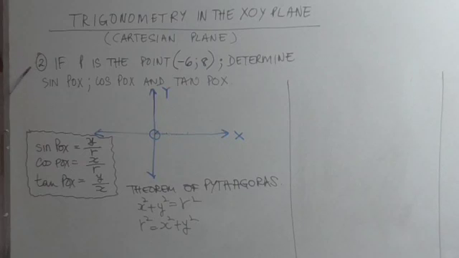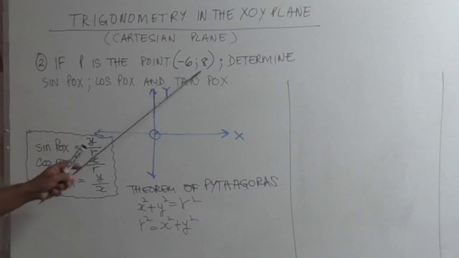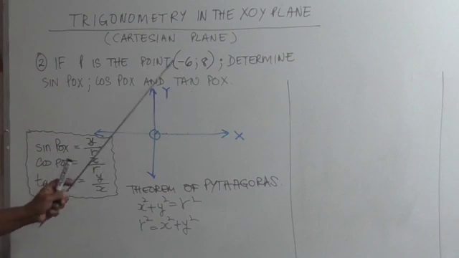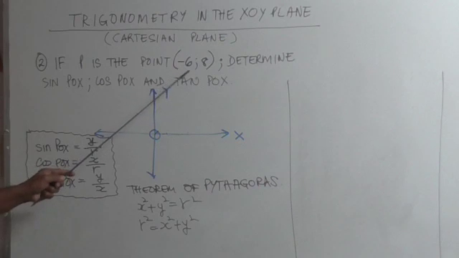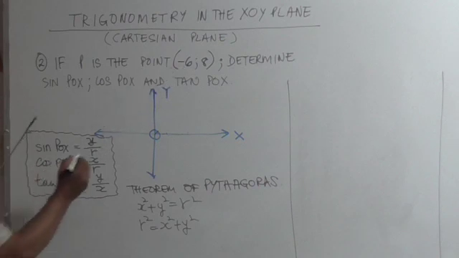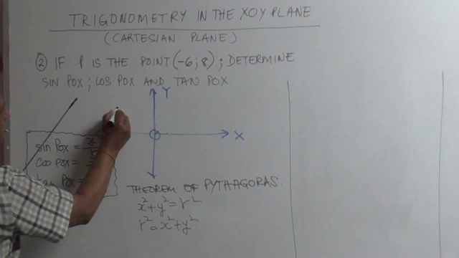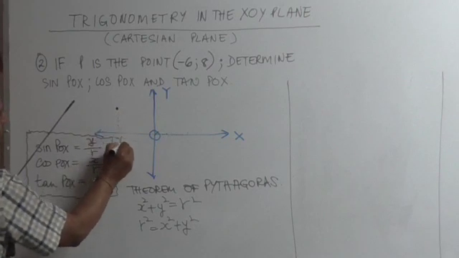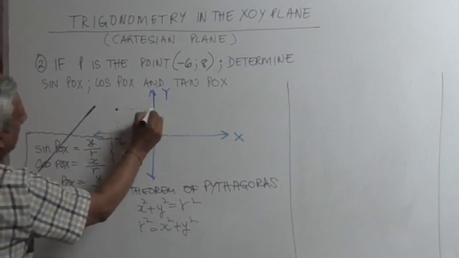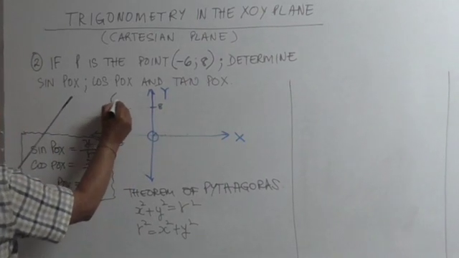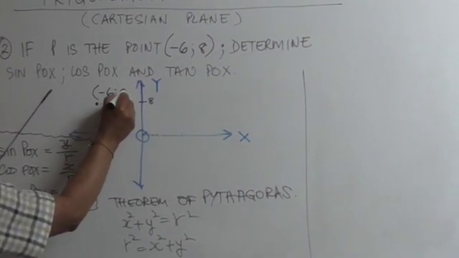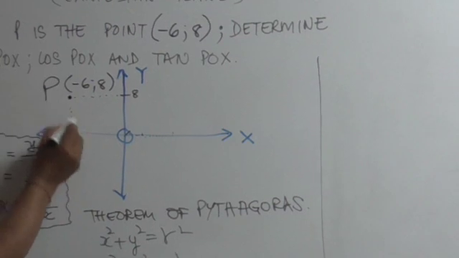Let's look at number 2. If P is the point (-6, 8), determine sin P of x, cos P of x, and tan P of x. So if you look at this (-6, 8), it will be in the second quadrant. (-6, 8) will be somewhere here. That will be -6, and that will be 8. So (-6, 8) will be there, P will be there.